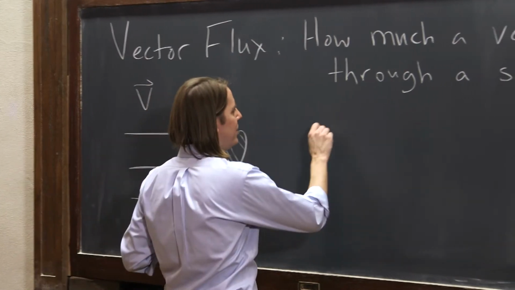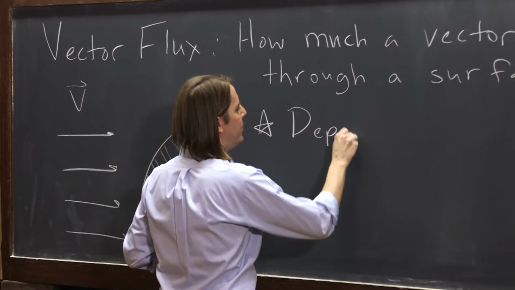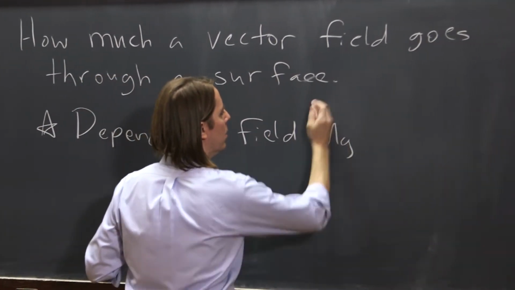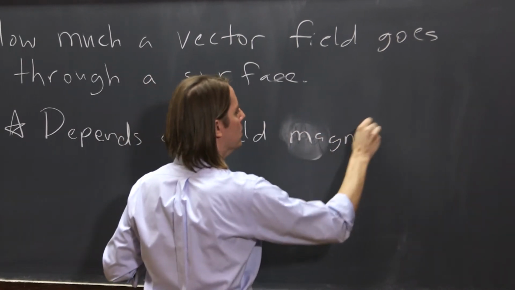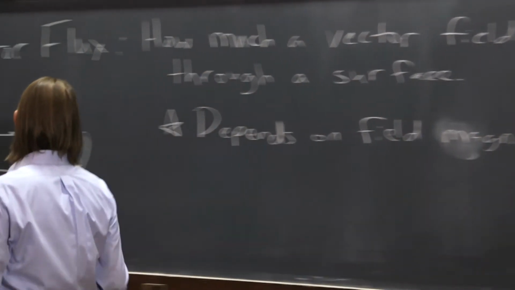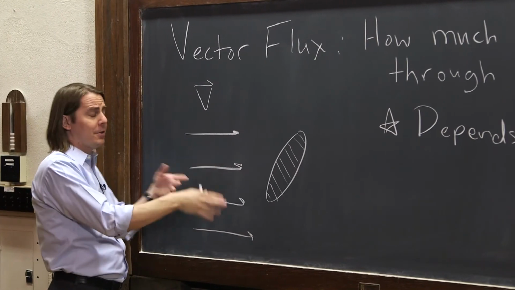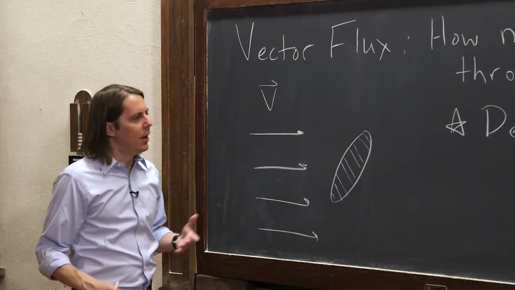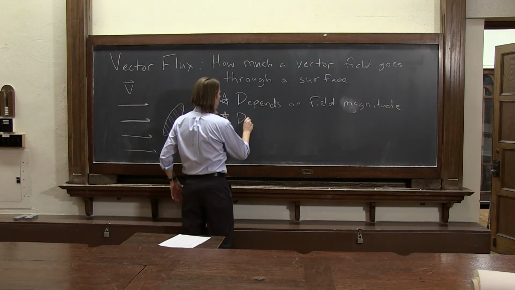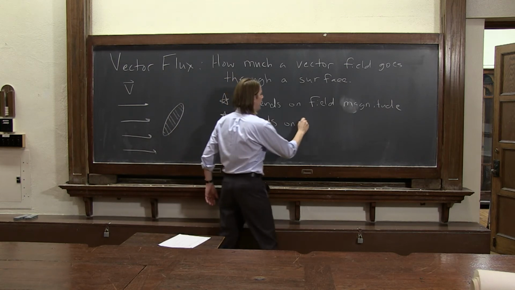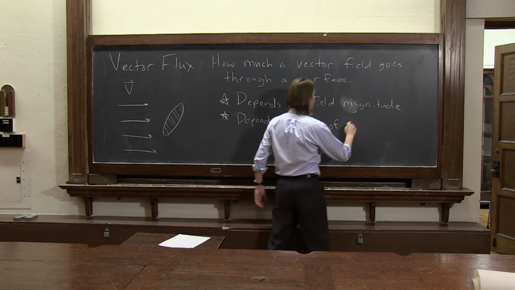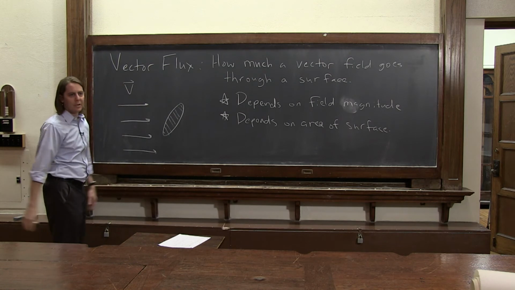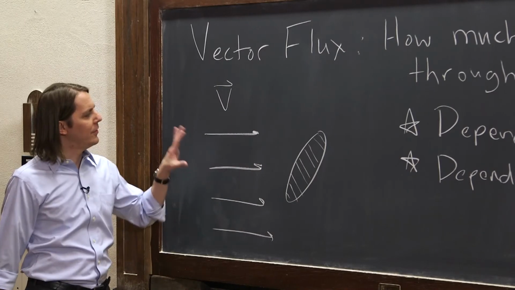It really depends on 3 things. It depends on the field magnitude. Okay? So if it's a really weak field that I draw here, then of course it's a smaller flux. If it's a really large field, it's a bigger flux. So you would expect that it depends on the field magnitude. It depends on the area of the surface. And that also seems to make sense. Big area, more field's going to get through. A little area, less field's going to get through.